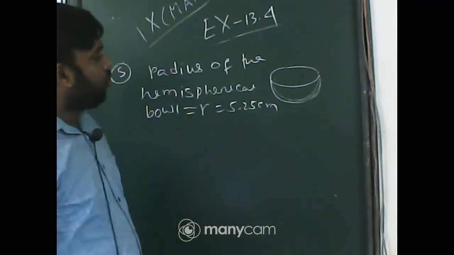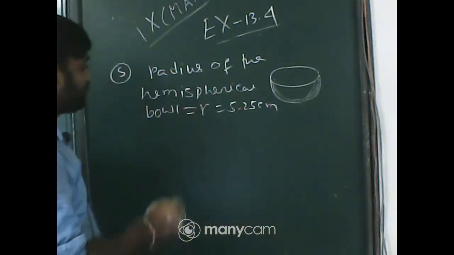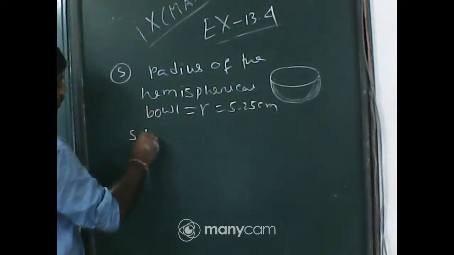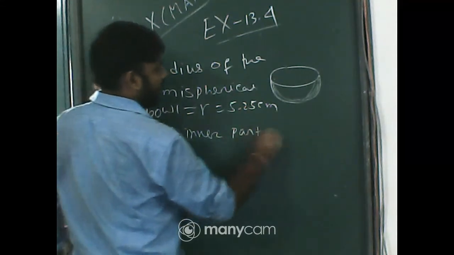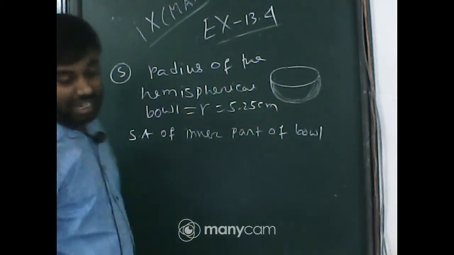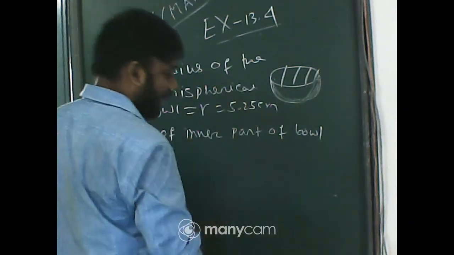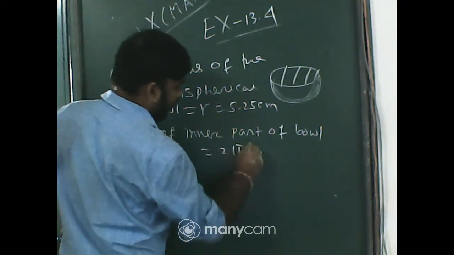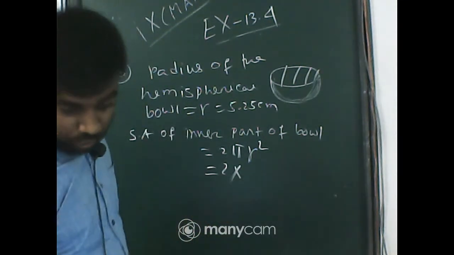Now to find that area, which formula should I use? What is the surface area of the inner part of the bowl? That is not 3 pi r square, only the inner part, so it will be 2 pi r square. Now for 2 pi r square, which value of pi should be used? Pi as 22 by 7.